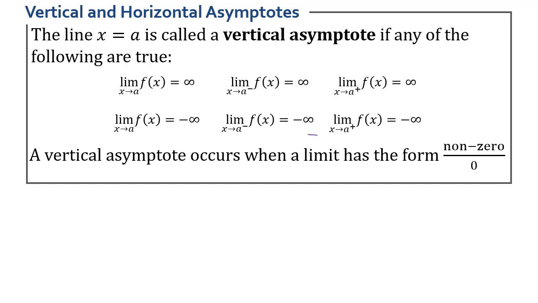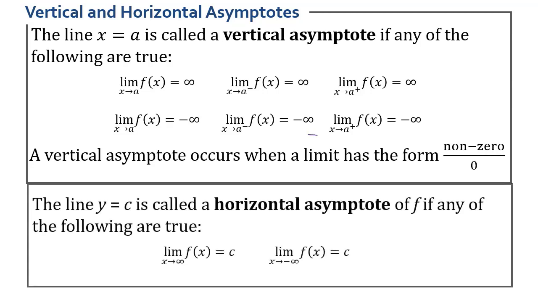So remember, a vertical asymptote is going to occur when we have a limit in the form of a non-zero number divided by 0. Non-zero means like 5 divided by 0, 4 divided by 0, negative 3 divided by 0. We talked about an indeterminate form in the last section of 0 over 0. This form for vertical asymptotes is having a number divided by 0 that is not 0.